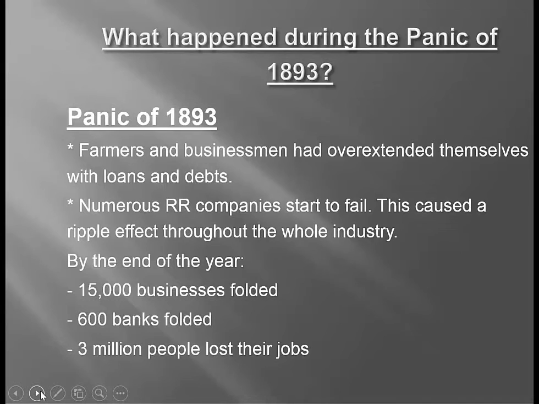And if you look at the Panic of 1893, there are some statistics here. 1,500 businesses folded, 600 banks folded, and 3 million people lost their jobs. Not too unlike the mortgage crisis we had here 5, 6, 7 years ago, where some of the largest banks in the country really went into bankruptcy.